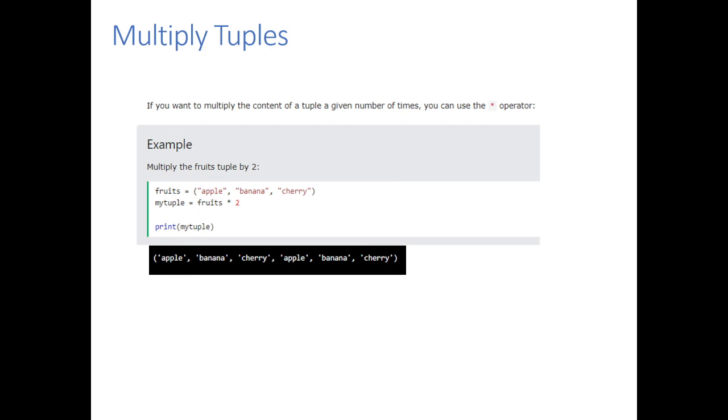Multiply tuples. If you want to multiply the content of a tuple a given number of times, you can use the asterisk operator. So multiply the fruits tuple by 2, for example. We have fruits as apple, banana, cherry. My tuple is equal to fruits times 2. So if you print my tuple, it is now repeated twice. So we have apple, banana, cherry, then apple, banana, cherry.